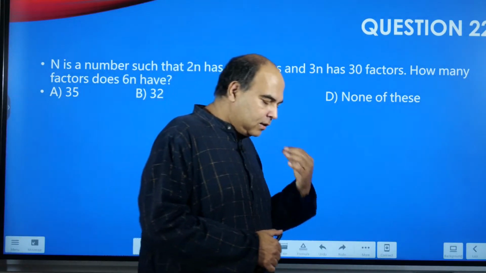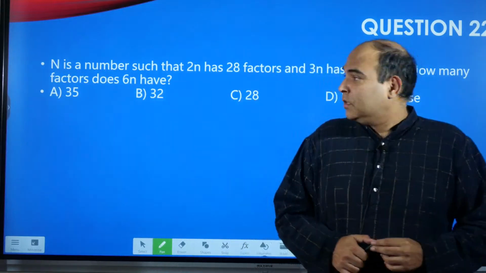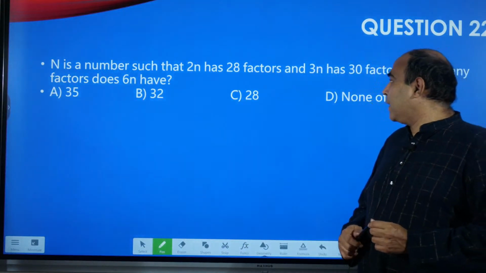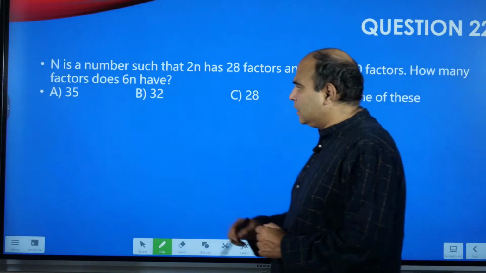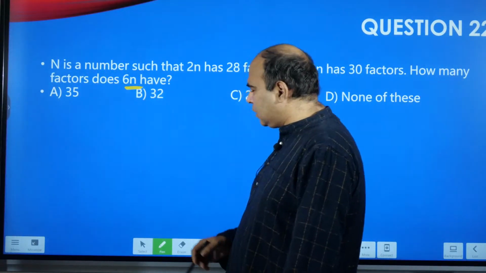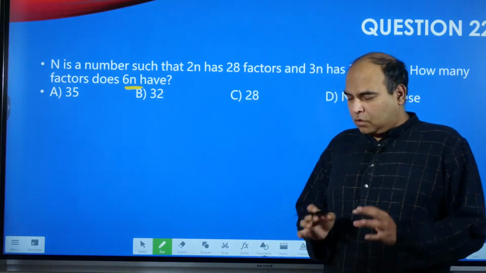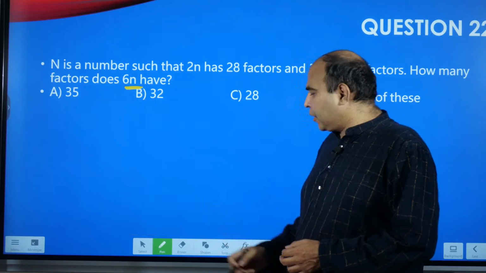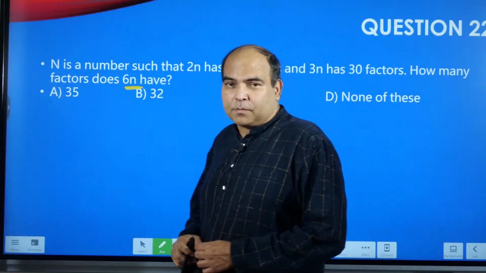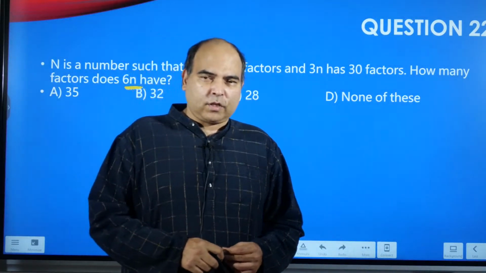So n is a number such that 2n has 28 factors and 3n has 30 factors. How many factors does 6n have? So this is a question. On the surface, it seems like nothing is obtainable from it. This is from my number system chapter. So how do we do this question, how do we think about it?